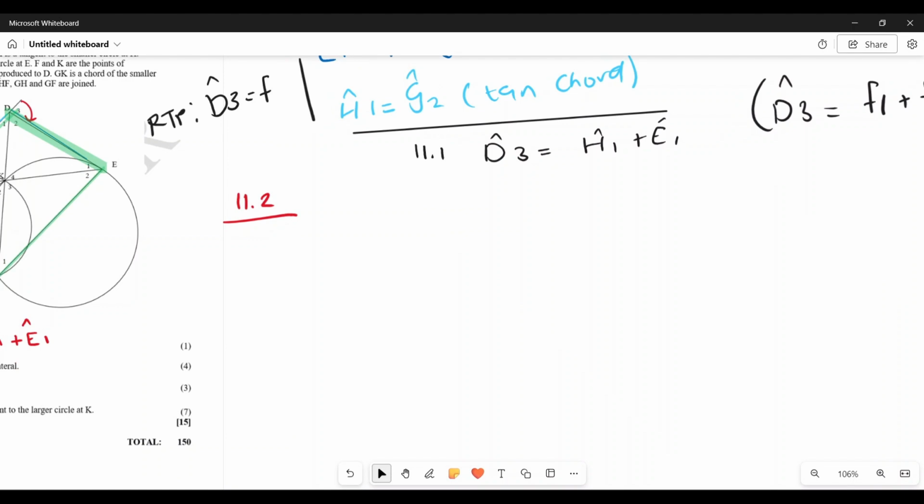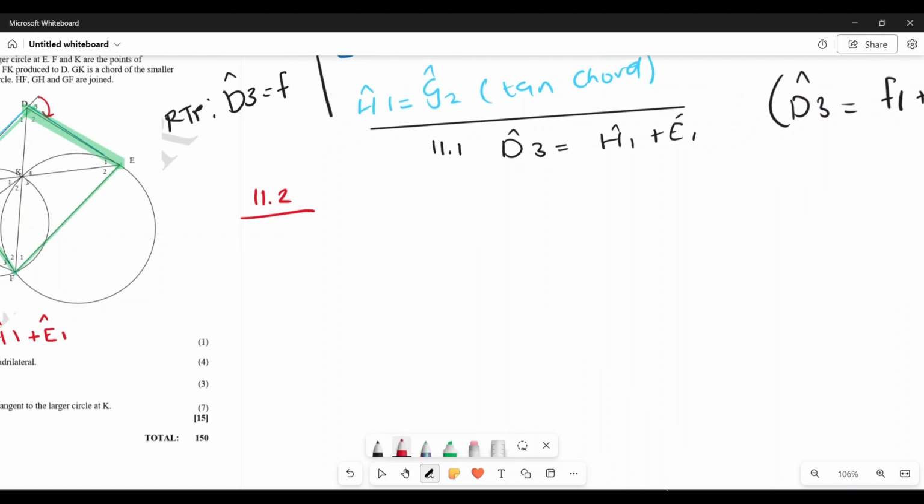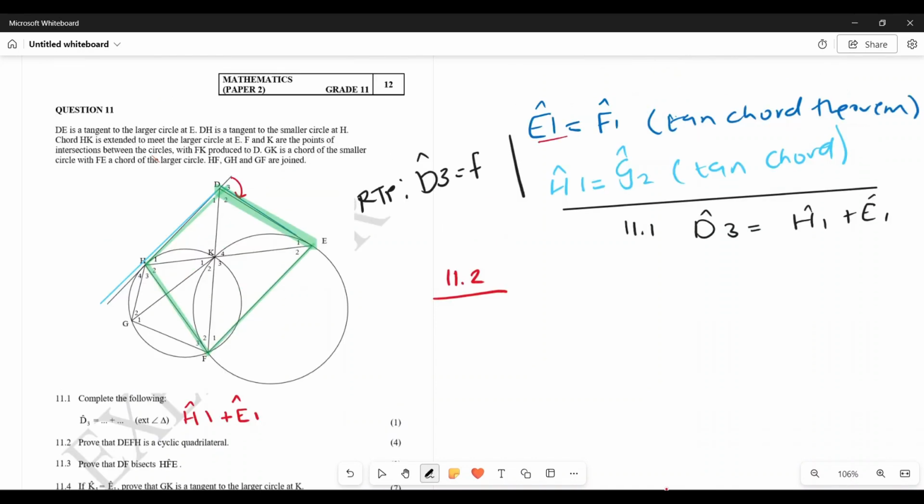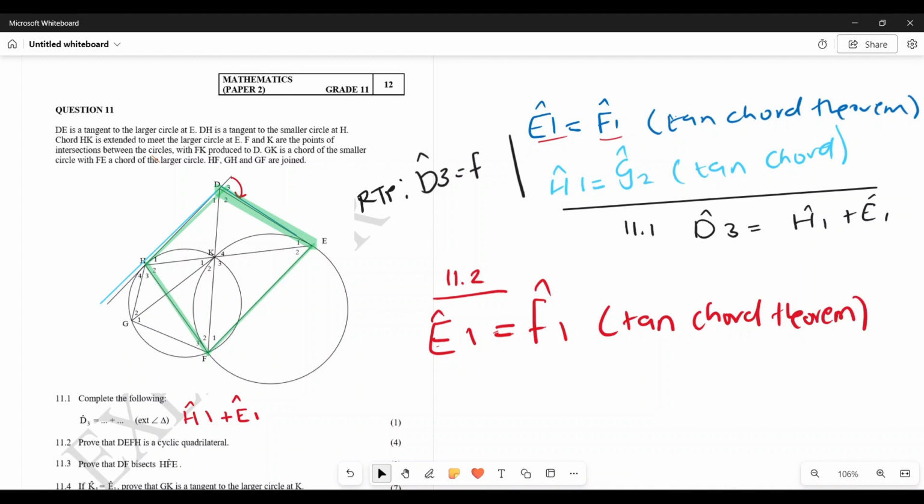All right? Now, let me start making use of the information that I calculated before. Remember, D3 is equal to H1 as well as E1, meaning that if I could prove that F1 or F2 is equal to both of these values, therefore I would have proved that my D3 is equal to the whole of angle F, right? So now, let's see. E1, remember before I said that your E1 is going to be equal to F1. Basically, why? Tan chord theorem. So at this point, I'm going to make use of it here. E1 is equal to F1, tan chord theorem, right? So now here, I've proved that E1 is equal to F1.